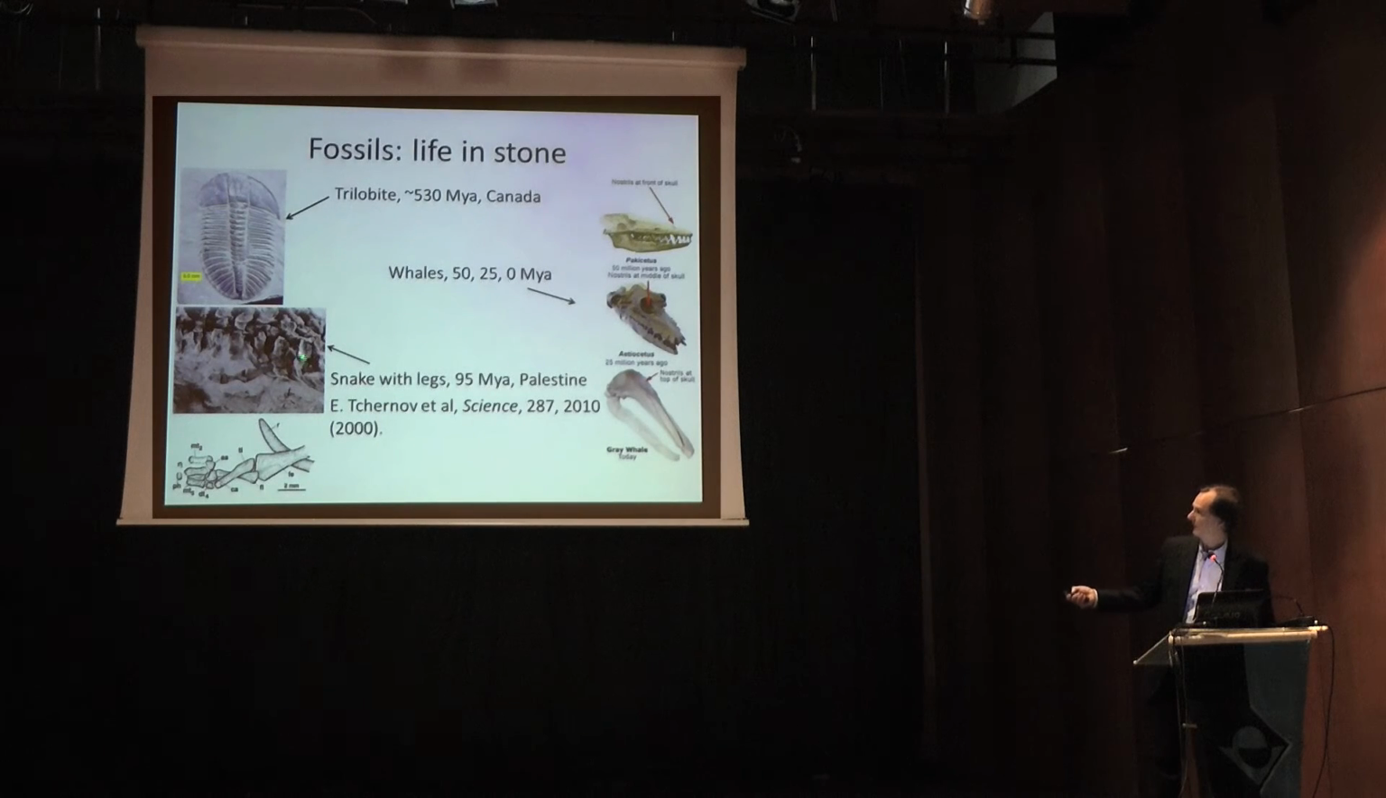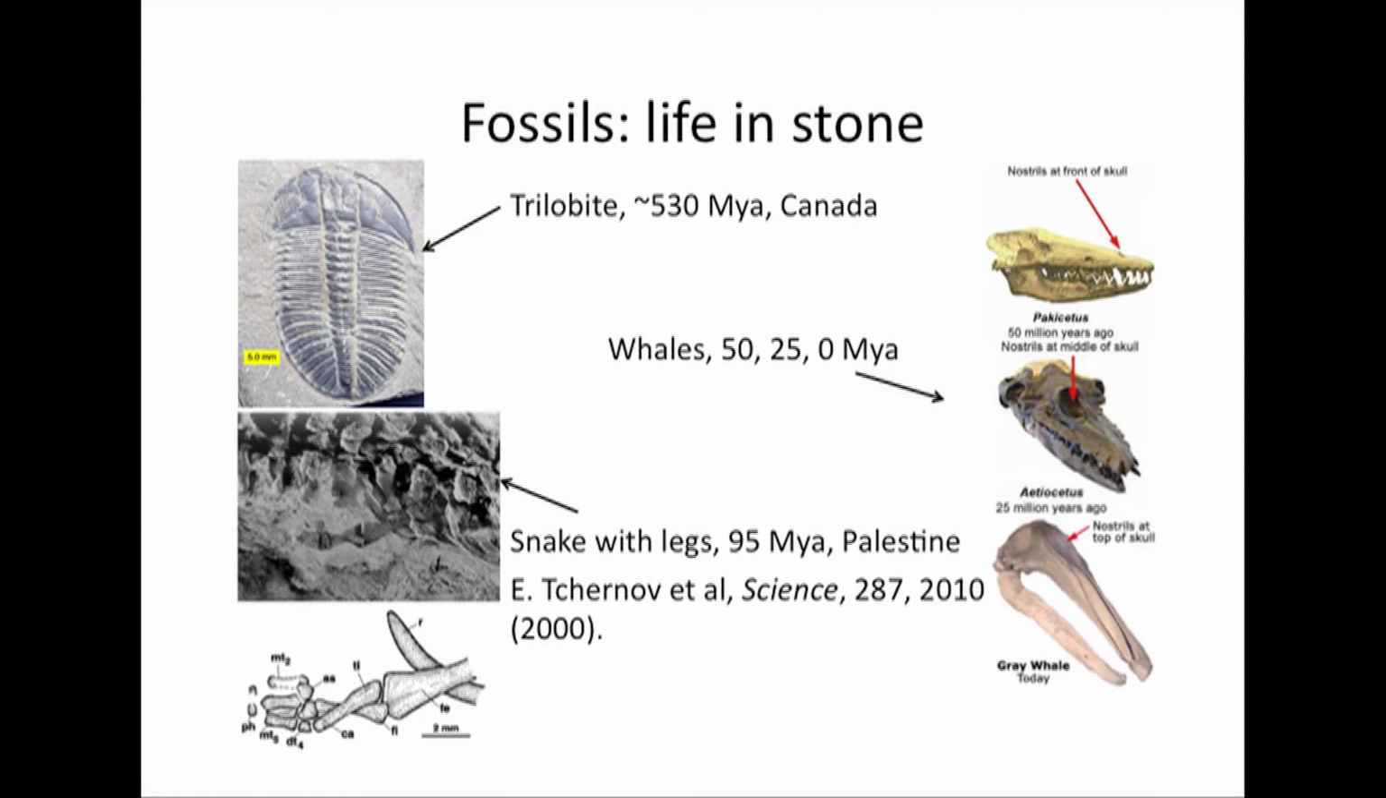We learned that 95 million years ago, before the present, in Palestine, there was a snake with legs, like a lizard. That snake is extinct. There are no snakes with legs present on the earth today.